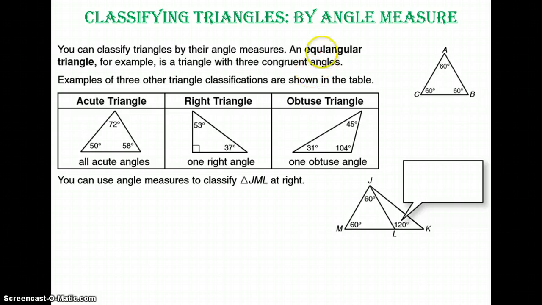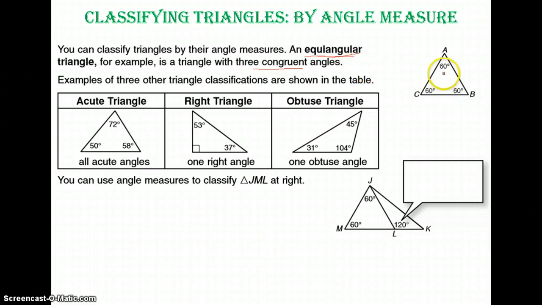Classifying first by angle measure. A lot of this information will be review. But we can classify triangles by their angle measures. An equiangular triangle, for example, is a triangle with 3 congruent angles. So let's think about the prefix of this word. Equi comes from equal, and then angular is going to come from angle, so 3 equal angles.